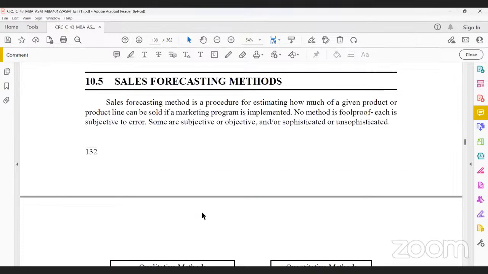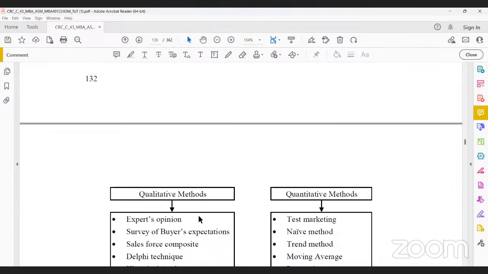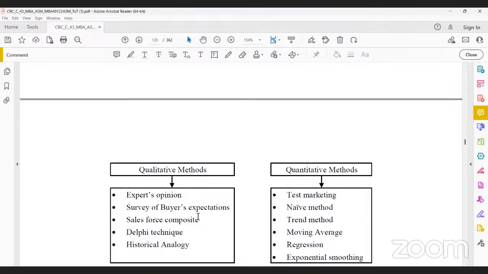The sales forecasting techniques are qualitative and quantitative. Qualitative methods involve taking expert opinion. The company can take the opinion of those who are experts in the field and have plenty of experience about the product and policies. The company has to take expert opinion before forecasting.